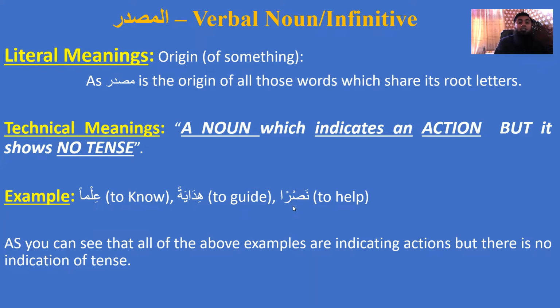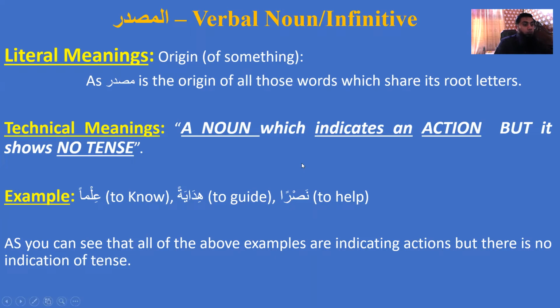Nasran is a masdar. Why? It means to help. There's no indication of when this action of help is happening. So in very simple terms, that is the concept of masdar. Words in the Arabic language are in three buckets: either ism or fail or harf. In case of masdar, it falls in the bucket of ism because it is neither fail nor harf. So it is an ism, and it indicates action, but there's no tense. So this is the simple concept of masdar.